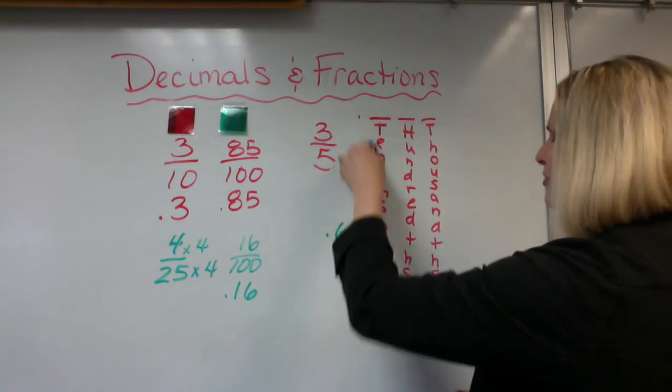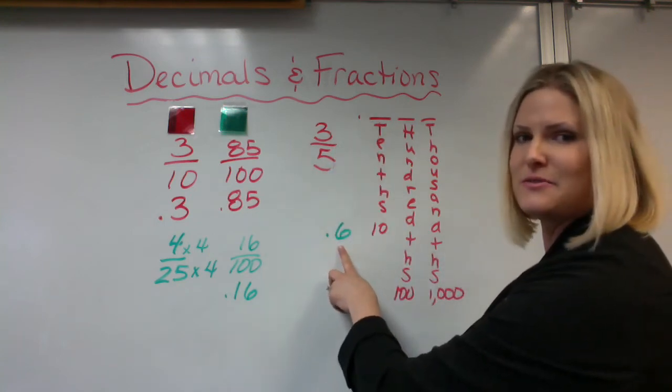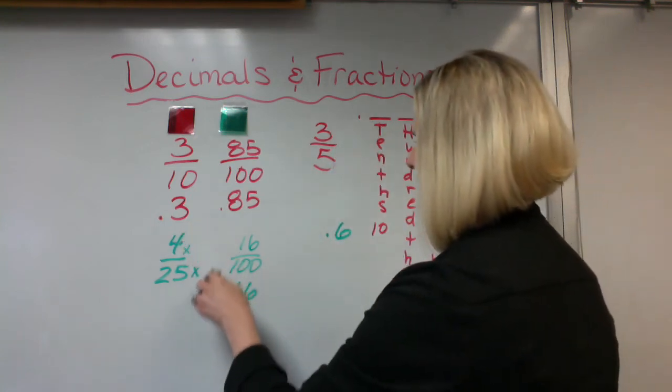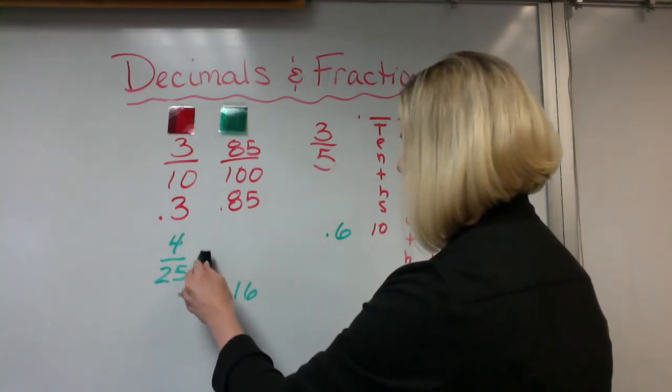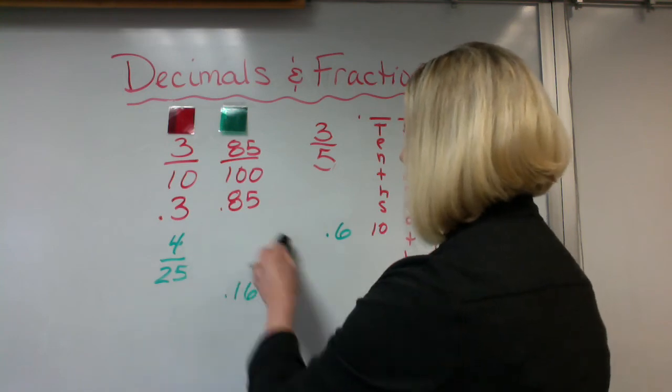So in these two examples, the decimal that would go along with 3/5 would be 0.6. The decimal that would go along with 4/25 would be 0.16.